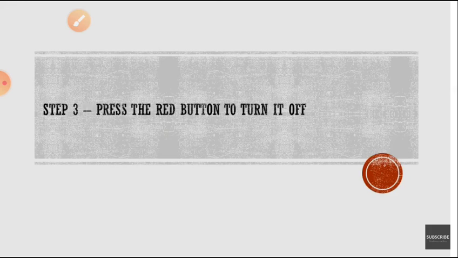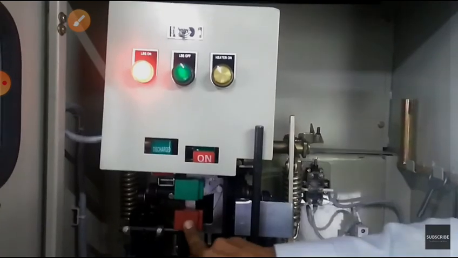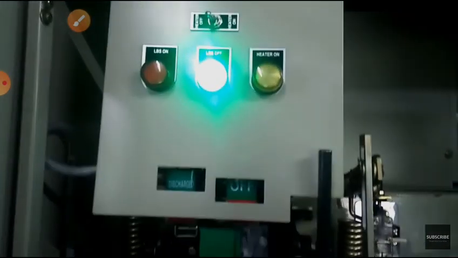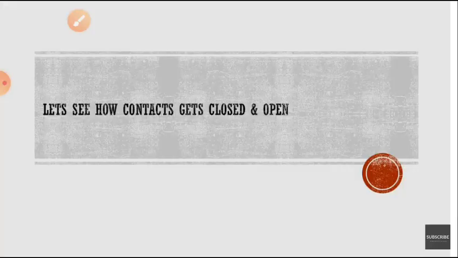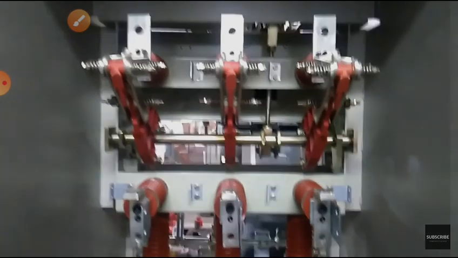Step 3, press the red button to turn off. So now it is going to turn off. Once again it is turned off. The spring is discharged. Now let's see how the contacts get closed and opened at the back side.